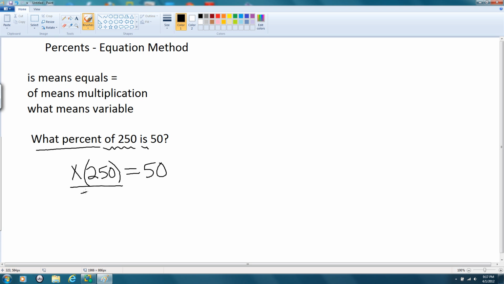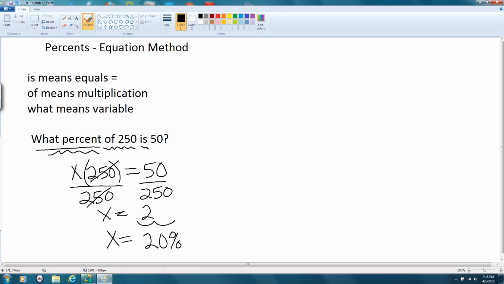We're going to divide each side by 250 to get x by itself. And we get x is equal, if you do that, 1/5 or 0.2, which we need to change to a percent because it says what percent. So this method gives you the percents as a decimal. So 0.2, we move the decimal over twice and we get 20%.